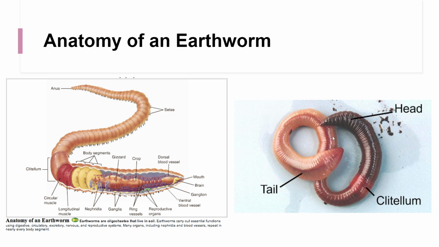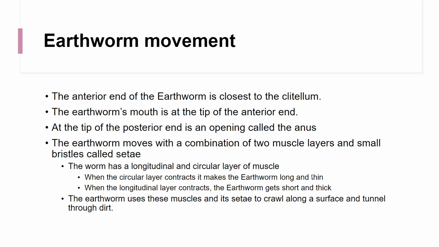We can also look at a picture of an earthworm that's not a drawing on the right, and we can see where the clitellum is, and this swelling here is much closer to the head, so that helps us identify the head compared to the tail. So again, the anterior end of the earthworm is closest to the clitellum. The earthworm's mouth is at the tip of the anterior end, with its tail being at the tip of the posterior end near the anus.